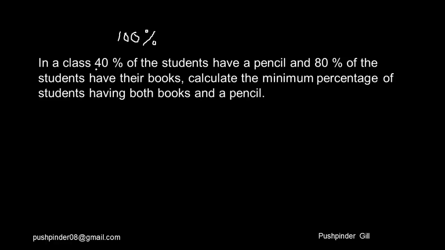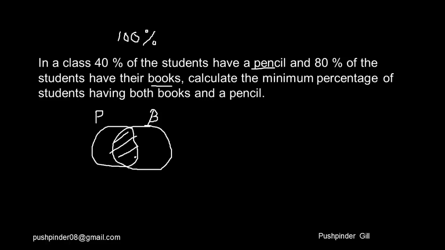So some of the students have pencils and some of the students have their books, and there is a possibility that students having books will have pencils as well and students having pencils will have books as well. If I draw it in a graphical manner, this is what I'll be getting. Let's suppose this circle denotes students having pencils and this circle denotes students having books. The area overlapping in both of them denotes students having pencils and books. So this is a typical set theory question.